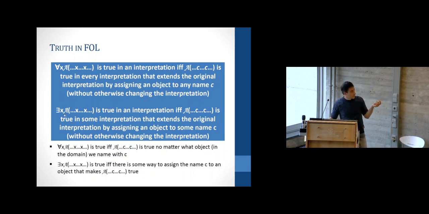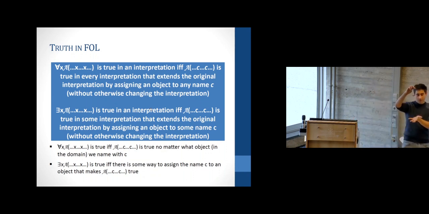There exists x, A(x) is true in an interpretation if when you replace the x with some name, it's going to be true for some interpretation that extends the original interpretation by assigning an object to some name C. The interpretation is fixed; the only thing you can add is names for objects that don't have names.